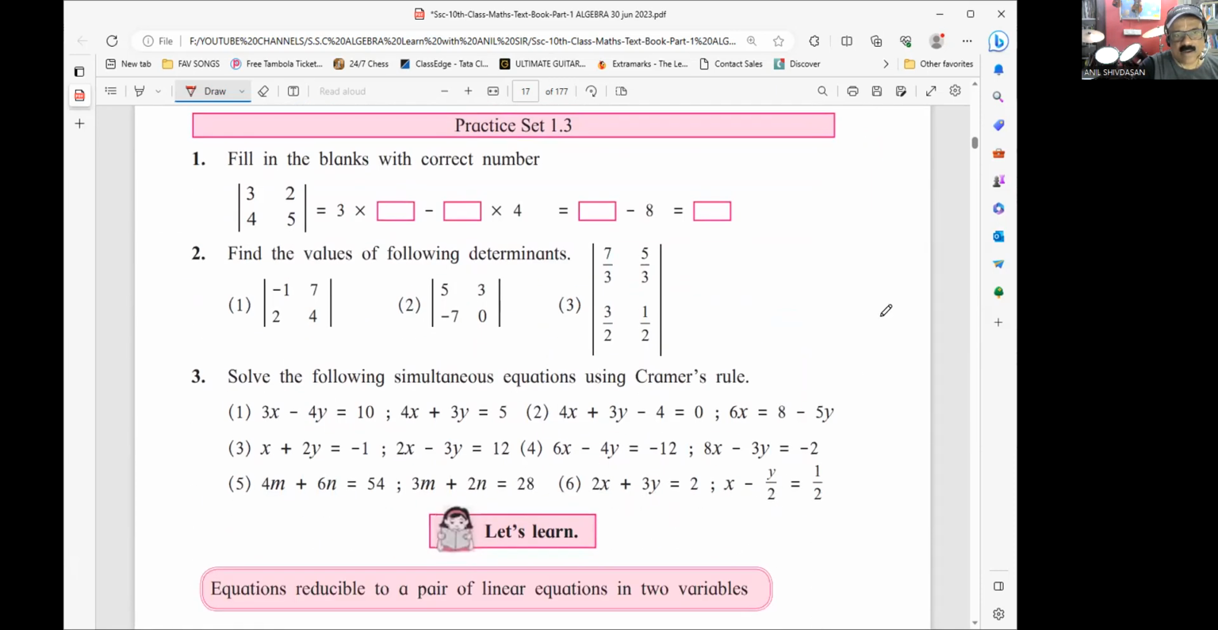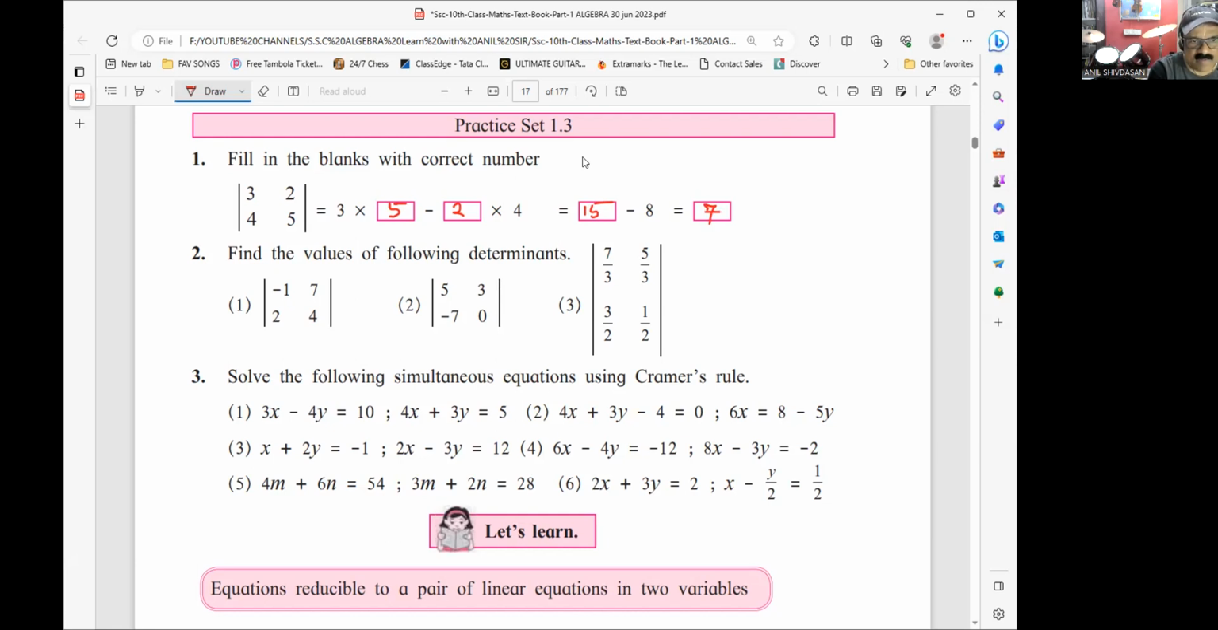Okay, now let us look at practice set number 1.3. Fill in the blanks with the correct number. 3 into 5 minus 2 into 4. So 5 threes are 15, minus 8. 15 minus 8 is nothing but 7.